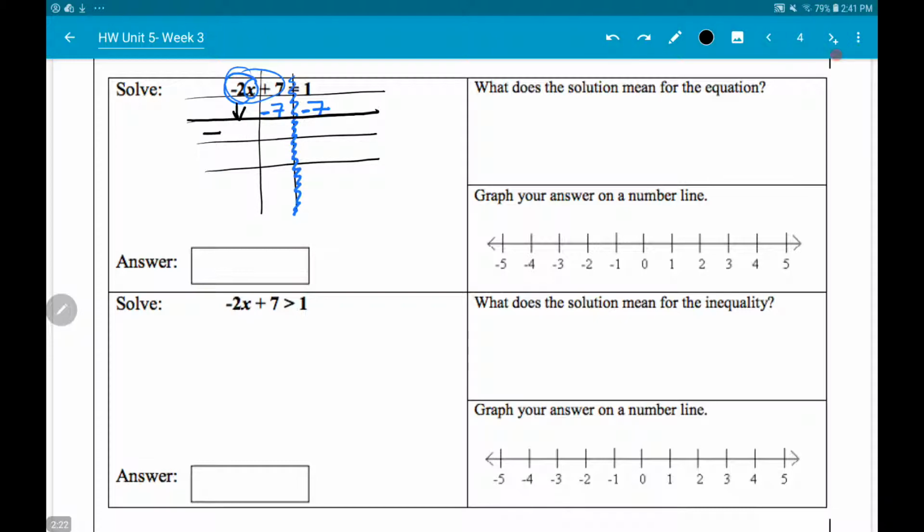Let me change the color, sorry. I'm going to bring down negative 2x. And we're going to do Jesse's favorite thing. What happens with the positive 7 and the negative 7? They cancel. And we're going to solve what's on the right side. So 1 take away 7 is negative 6. All right, so I'm almost there. Now I have an x and a negative 2, so we need to get rid of the negative 2. When it's touching that x, it means multiplication. So our opposite is to divide.